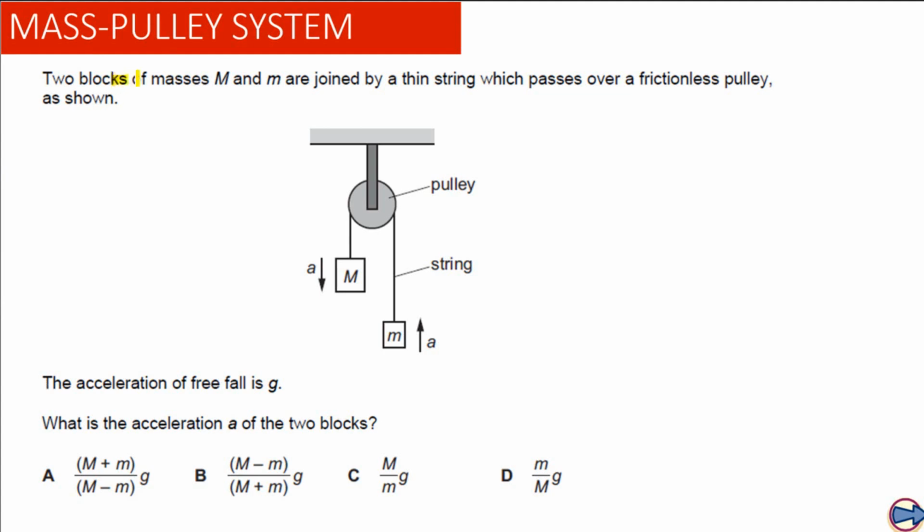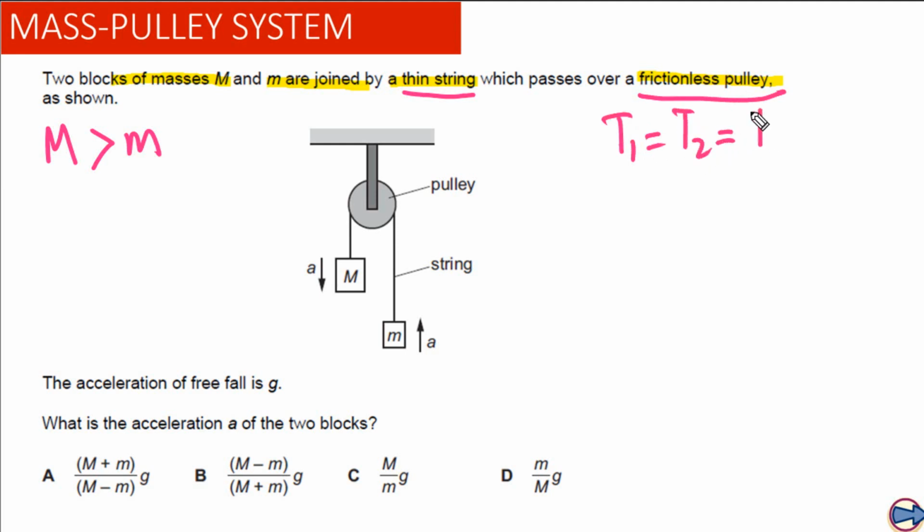In this question, it is given that there are two blocks. One block has mass capital M, the other block has mass small m. They're joined by a thin string, meaning the string has no mass and is also inextensible. And the pulley is frictionless, meaning the pulley has no friction. So based on this data, we can say that capital M is greater than small m. And as the string is thin, massless, and the pulley is frictionless, it simply means that T1 has to be equal to T2, and it has to be equal to T.